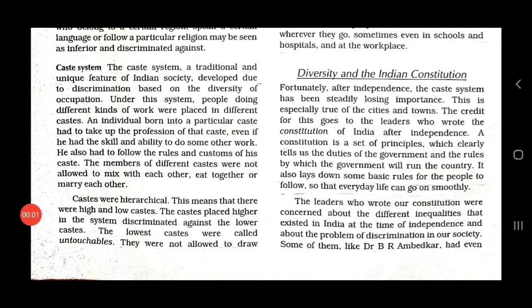The lowest castes, what were they called? They were called untouchables. That means you cannot touch them. They were not allowed to draw water from the public wells. They were mistreated. They were not allowed to enter the temples and the schools. Thus the caste system gave rise to social inequalities. Why? Because they were not treated equally like the other people.